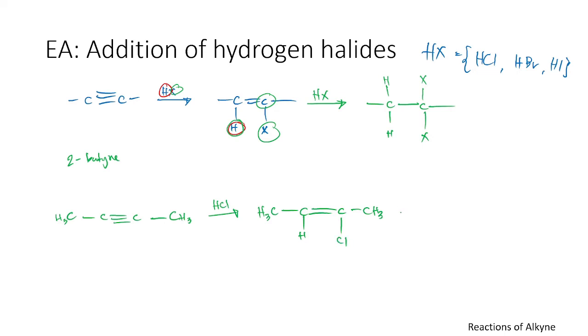And if we proceed with the addition of another HCl, what will happen is we will have this structure, wherein the double bond is removed. Here is our original hydrogen. The electrophile will add to the carbon with the higher number of hydrogens. Then we have our chlorine, and the chlorine will attach itself to this carbon. Okay.